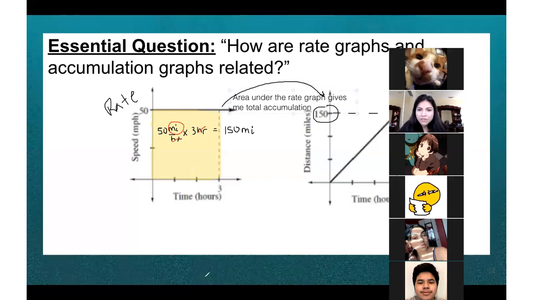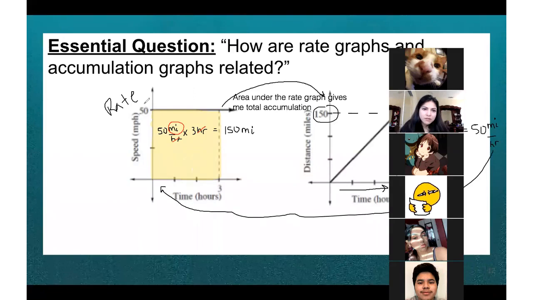And then the other part of it was, if I find the slope of this, so rise over run, my rise is 150. I go up by 150 miles, and my run, 3 hours. If I do this division, 150 divided by 3, that gives me 50 miles per hour. And this is my rate, the constant rate, 50 miles per hour. And let me just type out what I just did. When I find the slope of the accumulation graph, I get my rate.